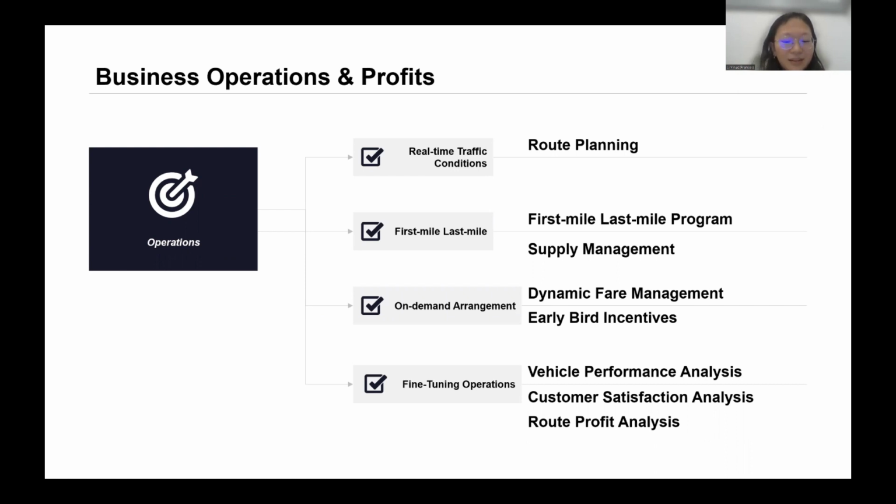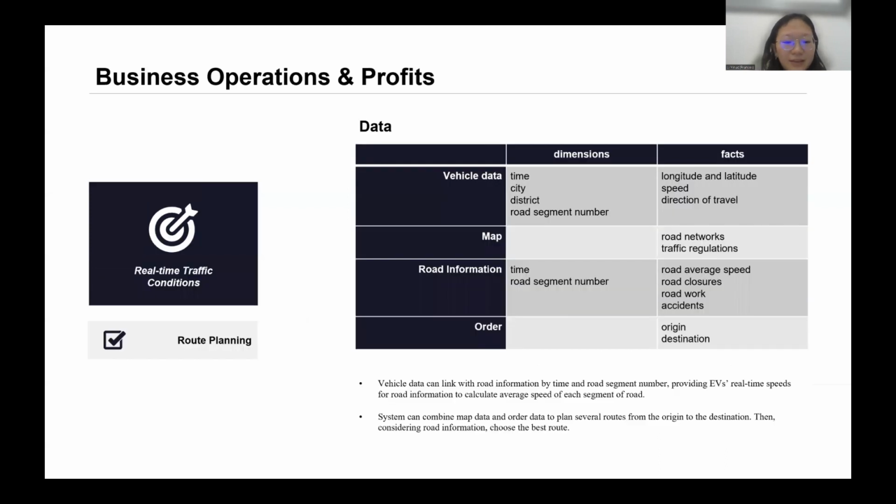Last but not least, for fine-tuning operations, data can support vehicle performance analysis, customer satisfaction analysis, and route profitability analysis. Because of the limitation of time, I will introduce the first 3 parts and leave the final parts in the report. Firstly, the real-time traffic condition.